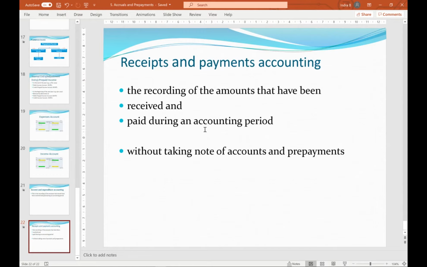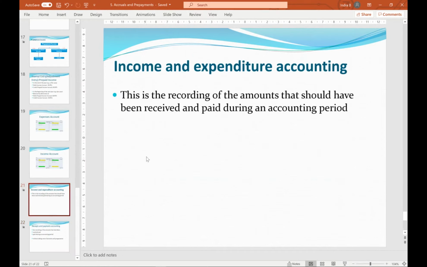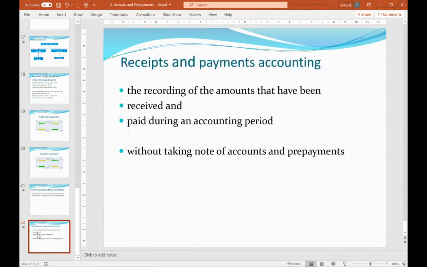It means actual receipts, actual payments. Okay, like we use that for VAT accounting. Remember, in cash accounting, we may use receipts and payment accounting. But normally, everyone has to do income and expenditure accounting, where we have to show the accruals and prepayments. So this is the end of the slides, and then we will move to the book.